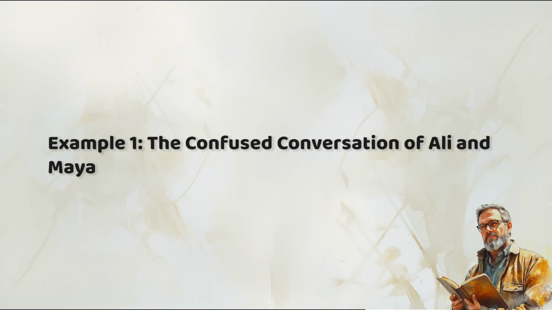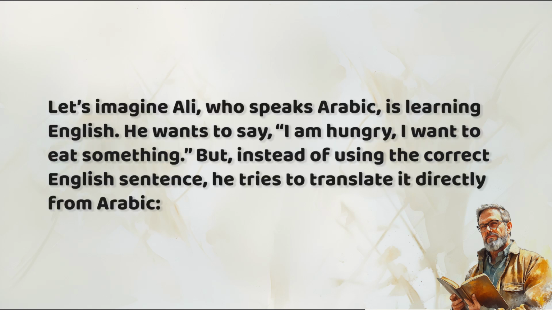Example 1. The confused conversation of Ali and Maya. Let's imagine Ali, who speaks Arabic, is learning English. He wants to say, I am hungry, I want to eat something. But, instead of using the correct English sentence, he tries to translate it directly from Arabic.